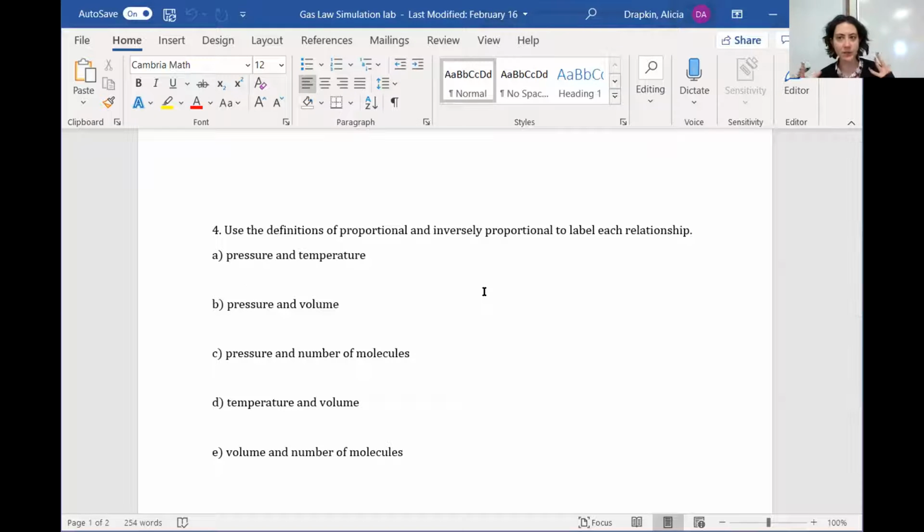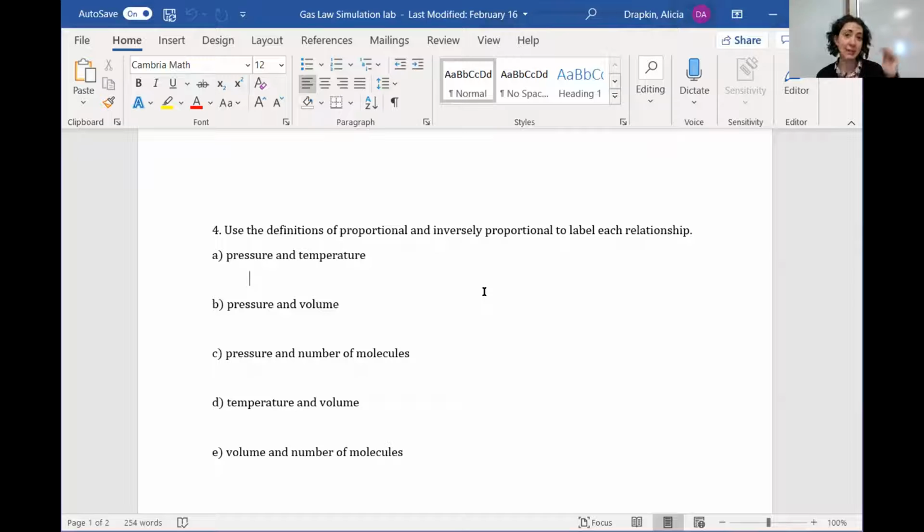Pressure and temperature. What happened when we increased the temperature? How did the pressure change? Well, if you remember, it increased. What happened when we decreased the temperature? Well, the pressure also decreased. So they are changing in the same way. So we would say that these are directly proportional or proportional, not inversely proportional.